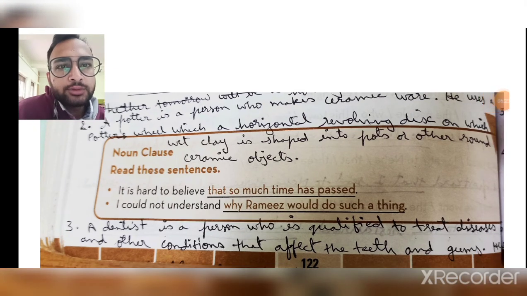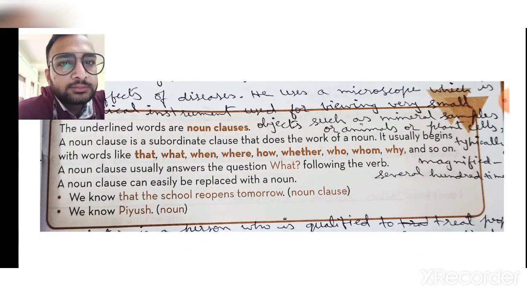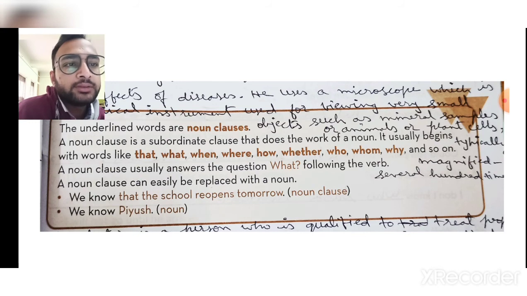Here you can see the noun clauses. Read the sentence. It is hard to believe that so much time has passed. I could not understand why Ramesh would do such a thing. The underlined words are the noun clauses. A noun clause is a subordinate clause that does the work of a noun. It usually begins with words like that, what, when, where, how, whether, whom, who, why, and so on. So this is also a subordinate clause which is connected with a main sentence to make sense.